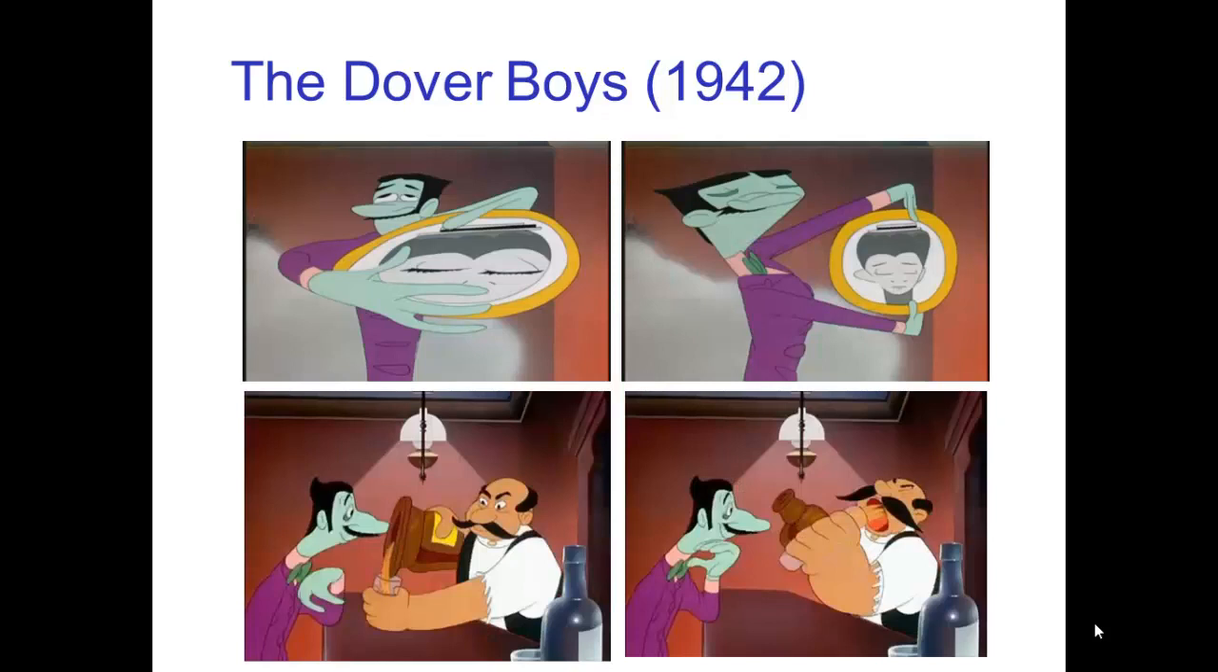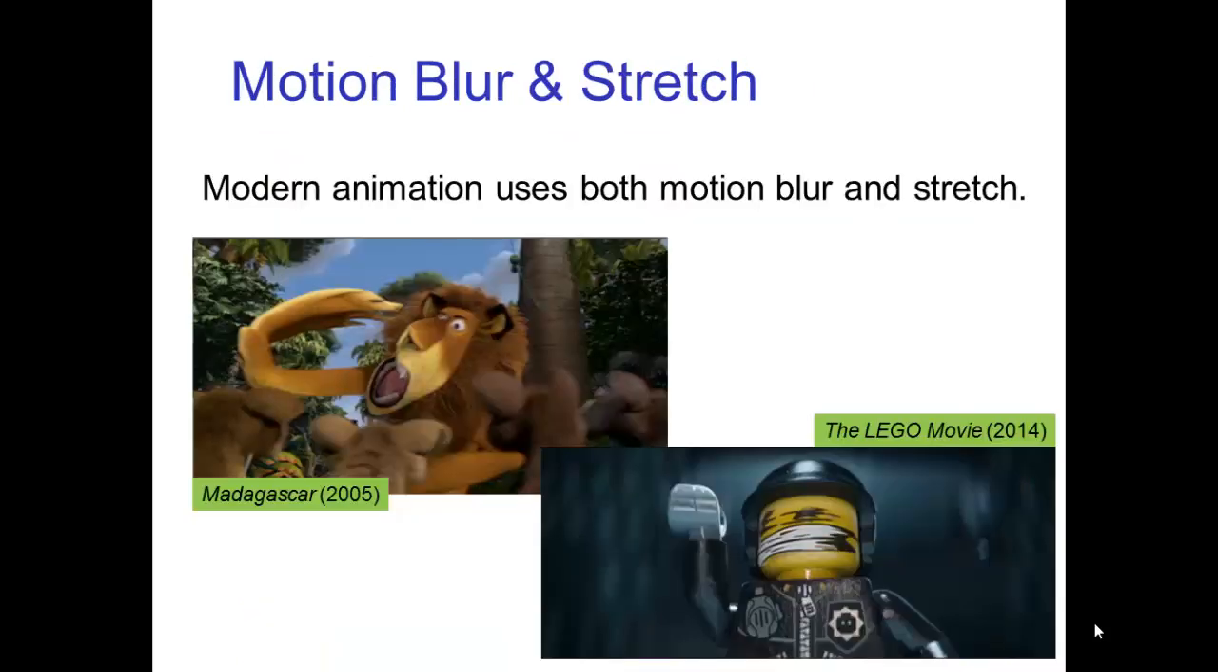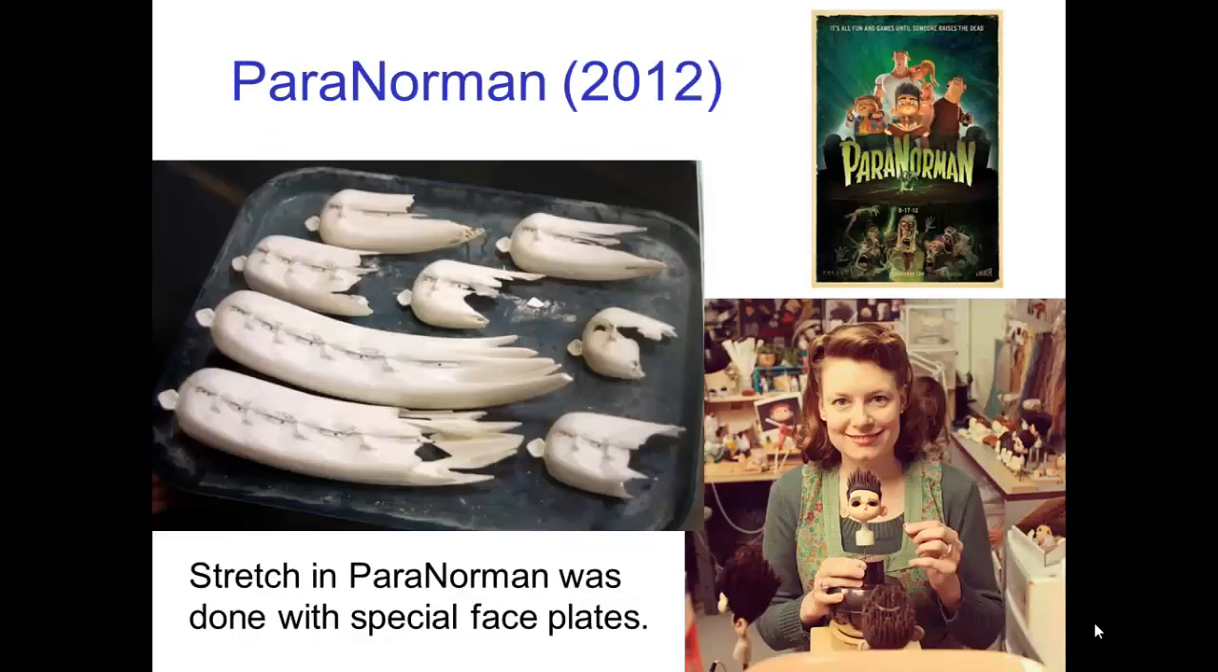Stretch happens quickly, so the distortion is perceived as motion blur, without actually blurring the image. Modern animation uses both motion blur and stretch. Stretch can even be used in stop-motion animation, as in Paranorman, which used special faceplates.